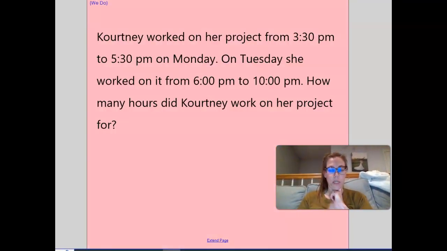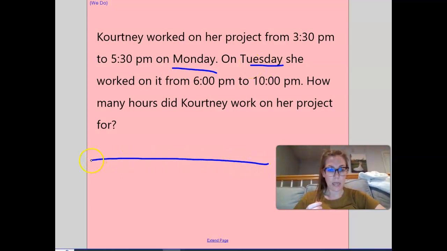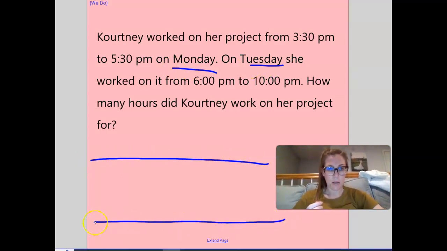Courtney worked on her project from 3:30 p.m. to 5:30 p.m. on Monday. On Tuesday, she worked on it from 6 p.m. to 10 p.m. How many hours did Courtney work on her project for? So I already know we have 2 different graphic organizers because things happen on 2 different days. So project on Monday, project on Tuesday. She started on Monday at 3:30.